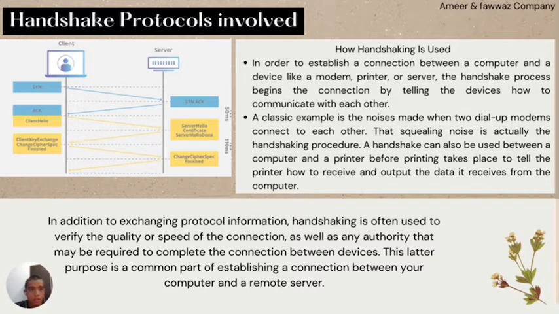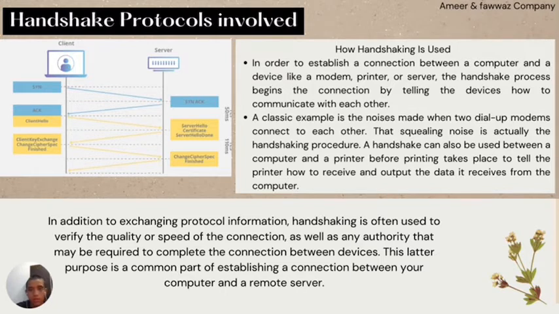The next is handshake protocols. How is handshaking used? In order to establish a connection between a computer and a device, a modem, printer, or server, the handshake process begins the connection by telling the devices how to communicate with each other. A classic example is the noise made when two dial-up modems connect to each other. So kita akan tahu bila diorang ni lakukan handshake, dia akan berbunyi antara satu sama lain.